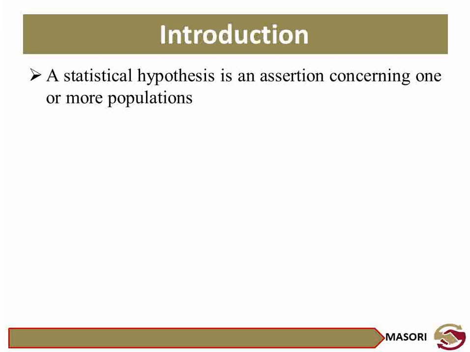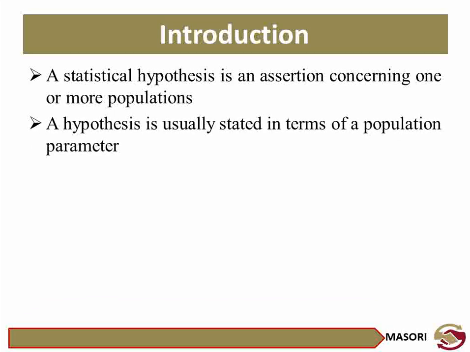So we want to see if people are claiming that there is something involved or some situation regarding the population, or they are actually claiming that there is no particular situation. For us to be able to tell, we need to engage in statistical hypothesis. Therefore, a hypothesis is usually stated in terms of the population parameter because we want to infer regarding the population. We want to work with a sample and make inferences over to the population.